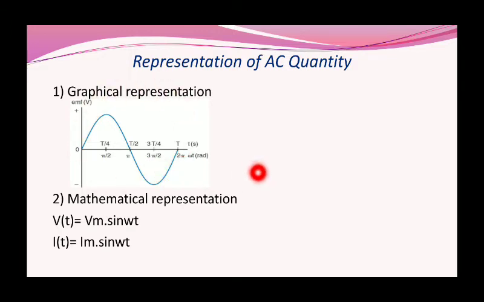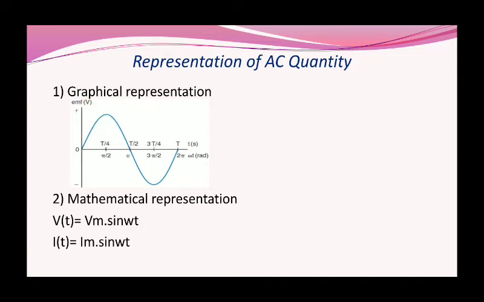Similarly, how can it be for DC? There will be an x-axis and y-axis. Then for DC, the voltage will be constant. So that is the representation for DC. But here it is the representation for AC, means as we have to show the AC quantity on a graph, that is called a graphical representation.